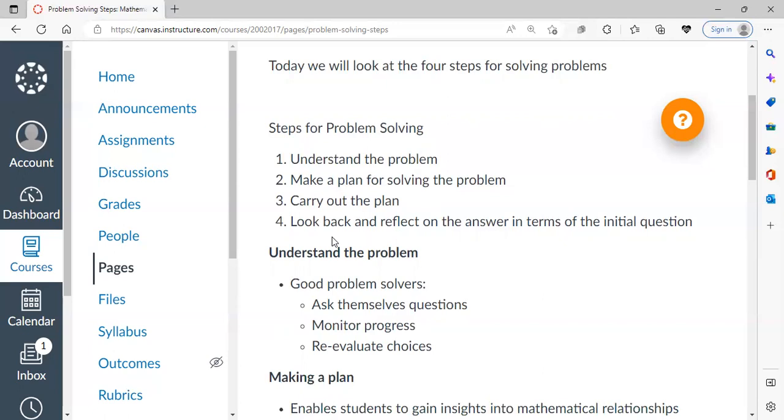All right, so let's see why it is important to understand the problem in depth. As good problem solvers, we will ask ourselves some questions. What is the problem about? What is it asking us to do? We will monitor our progress. This means that we will not fall off course, right? Sometimes we're working with some small numbers, and when we look at our answer, it has very large numbers. That means that we went off track and we didn't monitor our progress, hence we did not know that we went off course.